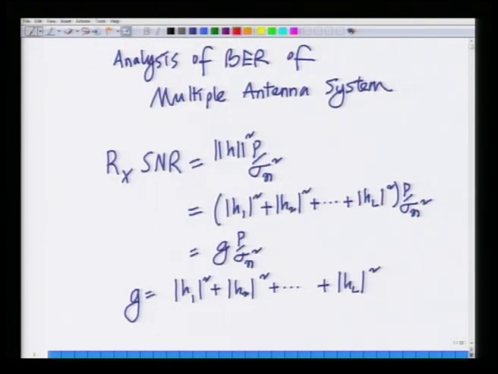squared, where P is the power in the transmitted signal, sigma n squared is the noise power, and norm h squared is magnitude h1 squared plus magnitude h2 squared, and so on until magnitude hL squared, where L is the number of receive antennas and h is the fading coefficient associated with that particular receive antenna. That is, h1 is the fading coefficient associated with receive antenna 1, h2 is the fading coefficient associated with receive antenna 2, and so on up to hL, the fading coefficient associated with receive antenna L.